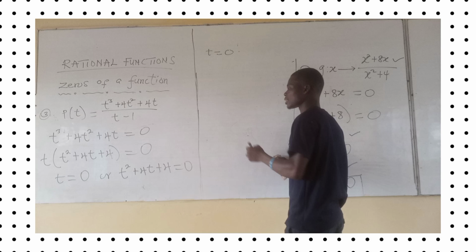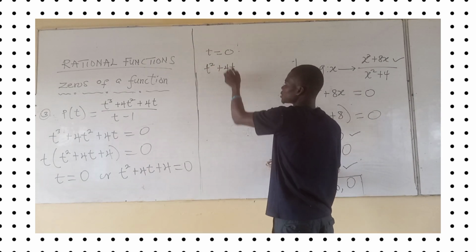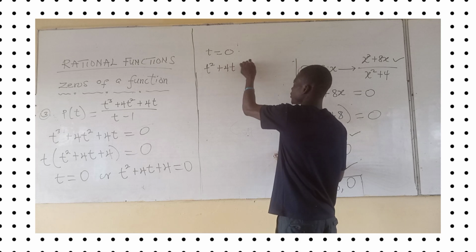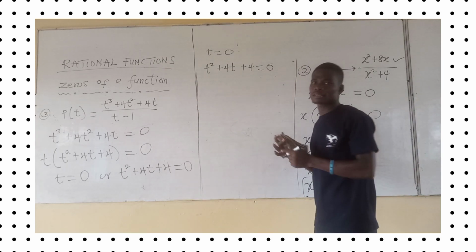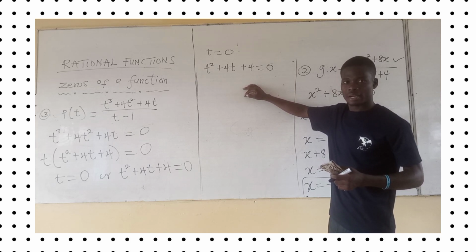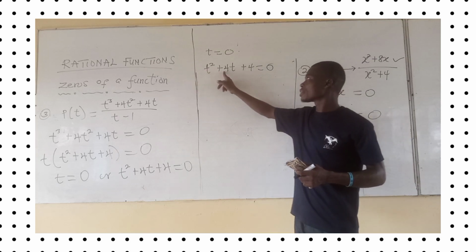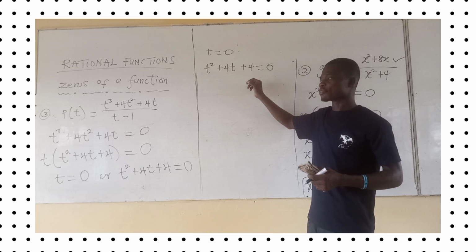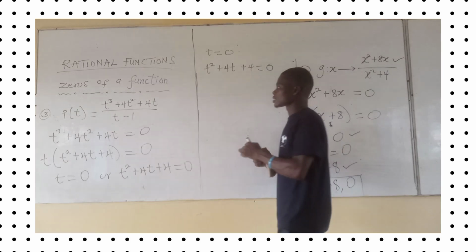So now let's take the second part. t squared plus 4t plus 4 equal to 0. So let's compare this one with the general quadratic equation, which is ax squared plus bx plus c equal to 0. When you compare, you see that a is 1, b is 4, c is 4. Let's find the product of a and c. We are going to get 4.